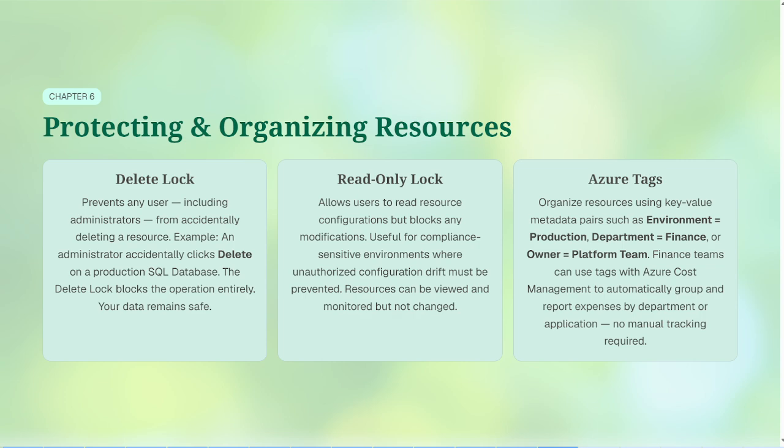Imagine a company has Azure resources used by different departments: finance, HR, sales, engineering team. Each resource is tagged like department equal to finance, department equal to HR. Like that it defines the resources. Azure Cost Management can use these tags to group expenses. The finance team can generate reports such as how much did the finance team spend on Azure this month. No manual tracking is required.